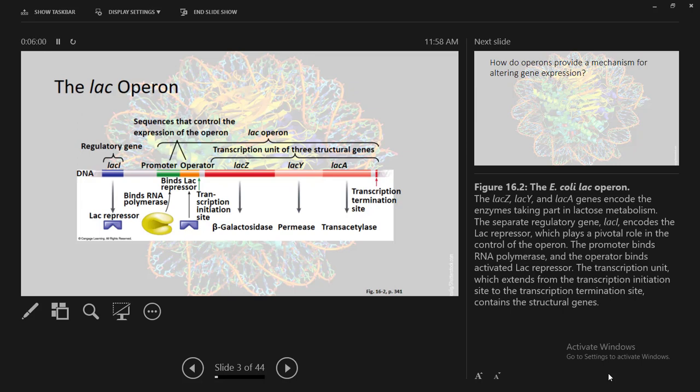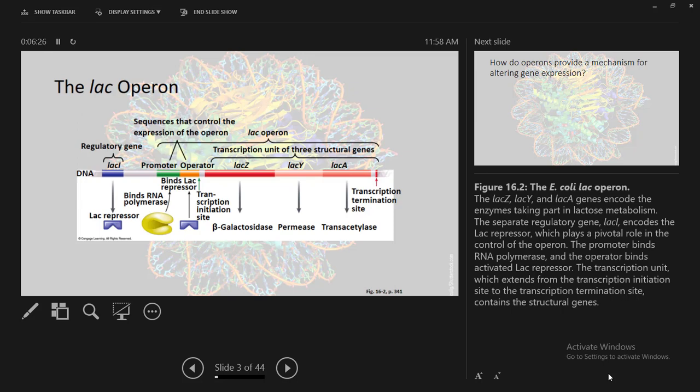So at the end of this, you have a stop, and then you have a start codon somewhere here, and then a stop and a start codon somewhere here. So they're transcribed as a single unit, but when they get translated, they become three separate polypeptides. But all three polypeptides are functioning again in the metabolism of lactose. Okay? Make sense?